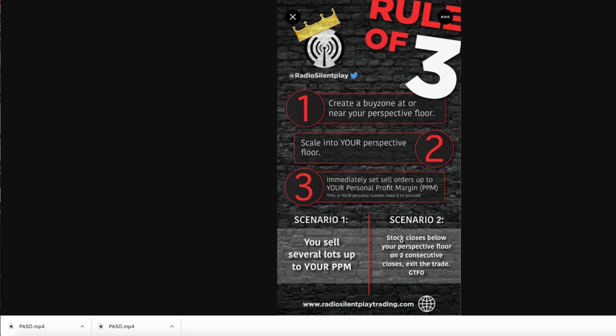Now, scenario number 2: the stock closes below your prospective floor on 2 consecutive closes, and that's a confirmation to exit the trade, because now the stock has lost that support. That's equivalent to a burning building. If you go into a building and you know that the strongest structural floor is, let's say, the 9th floor, and you're up on the 13th floor, and now there's a fire and it hits that 9th floor, are you going to stick around? No, you're not, because that strongest structural floor has been breached. So that's the concept that I want you to understand.